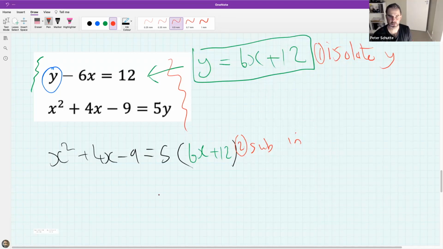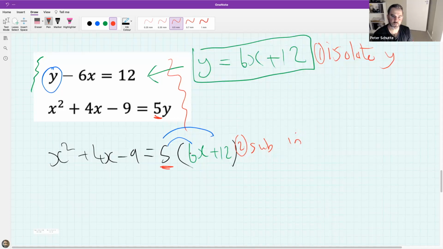Nompilo has said multiply out the bracket. Nompilo, I agree, because the bracket's getting in the way of things. And sir, did we leave out the 5 from the 5y? Well, we didn't, because if you look at this, the 5 is still there.